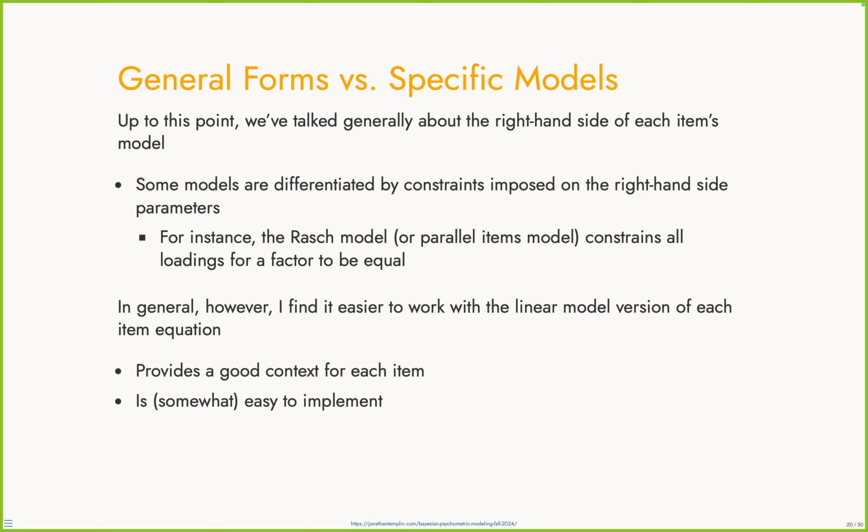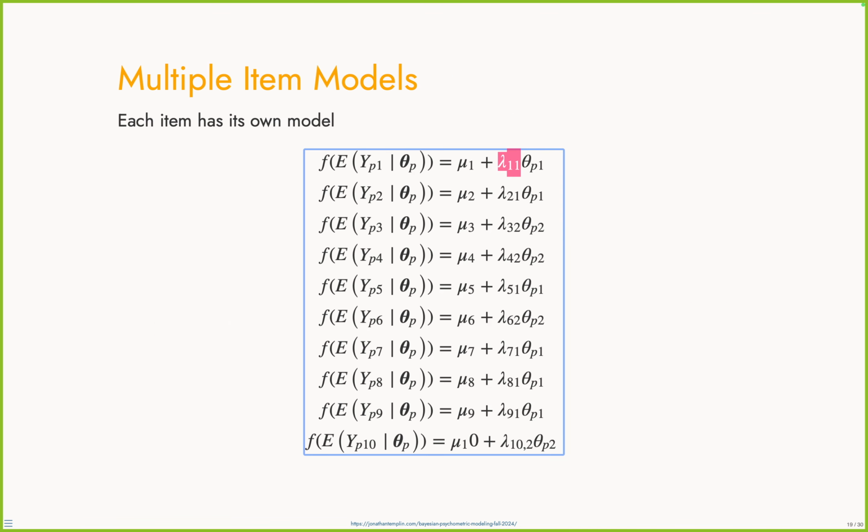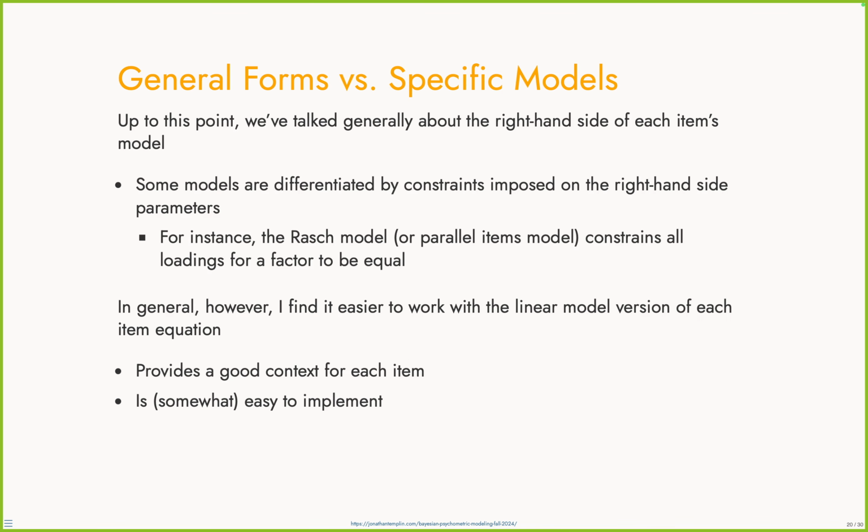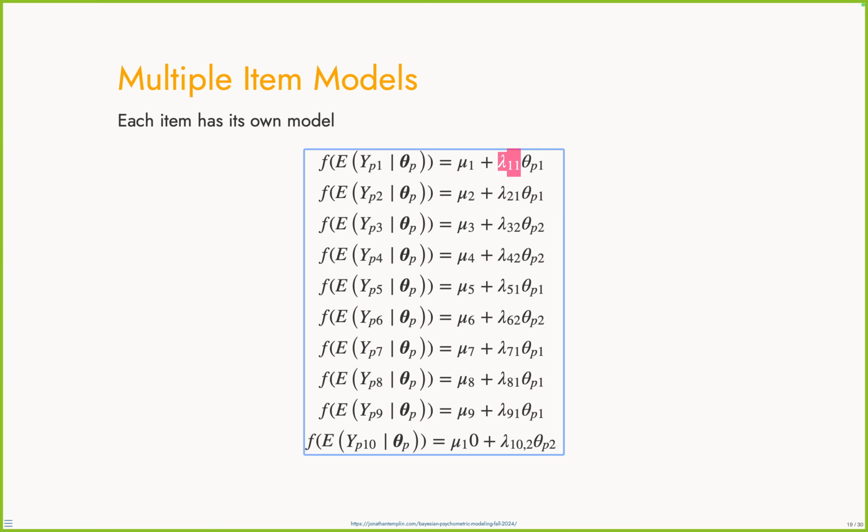But in general, I find it easier to work with the linear model version of each item equation because it gives a nice context right here. This makes sense. It's somewhat easier to implement too. And what I meant by that latter part is how we do this in Stan, we're building it.